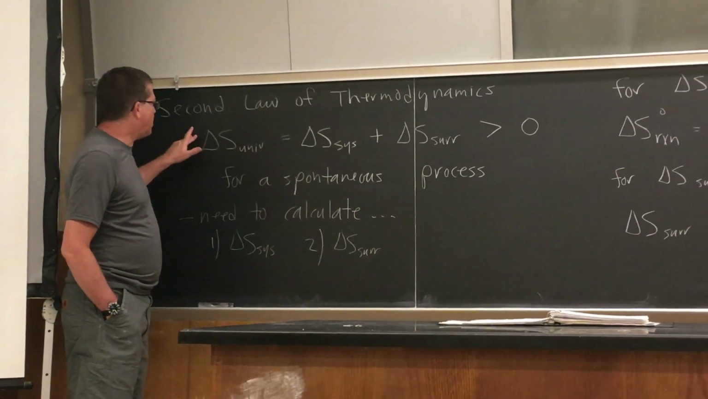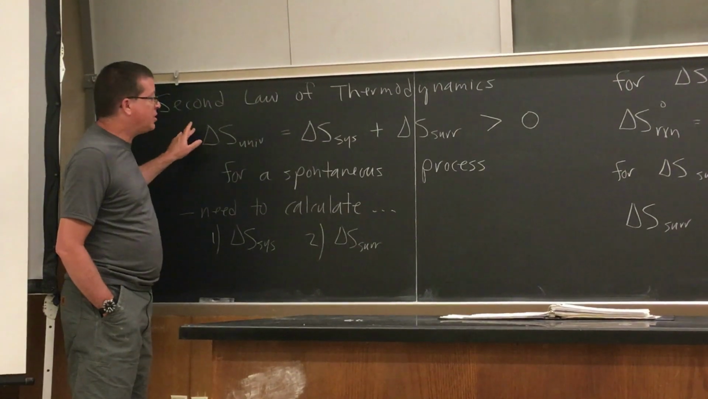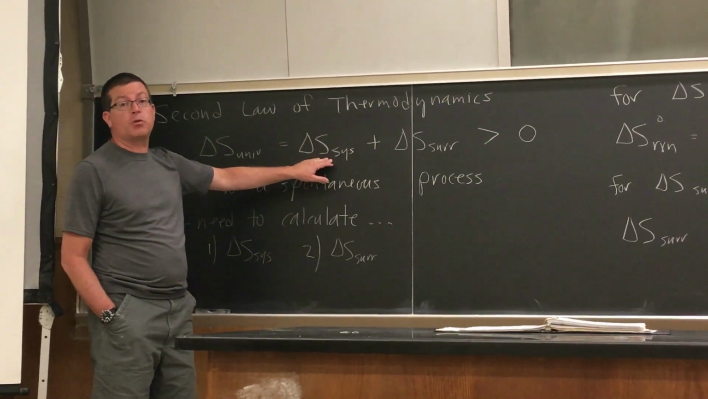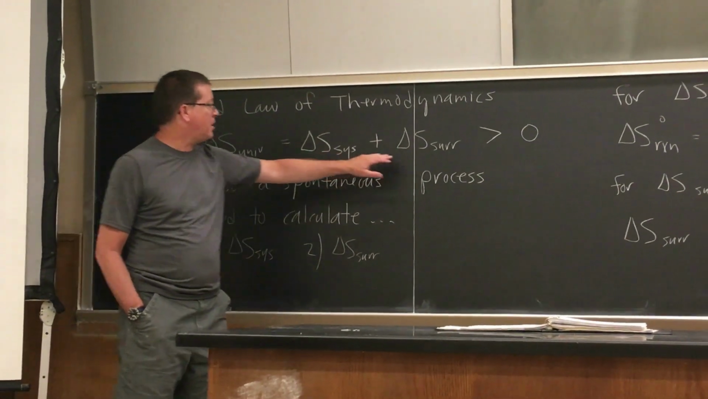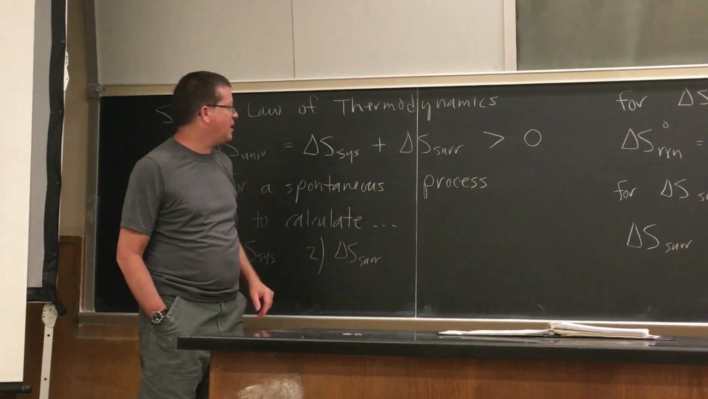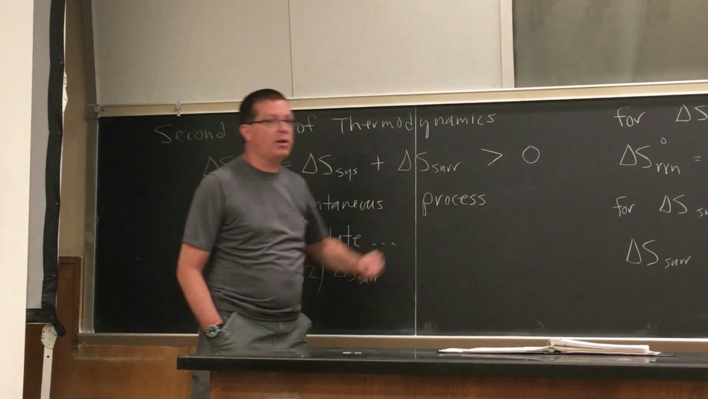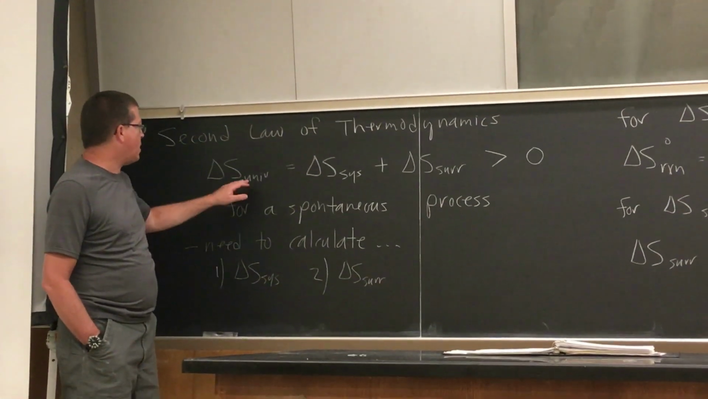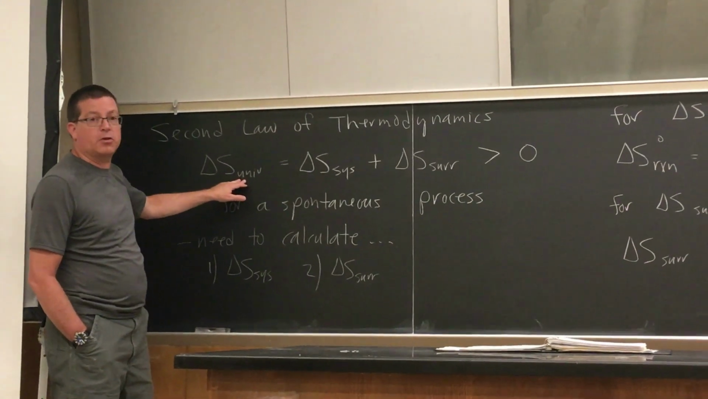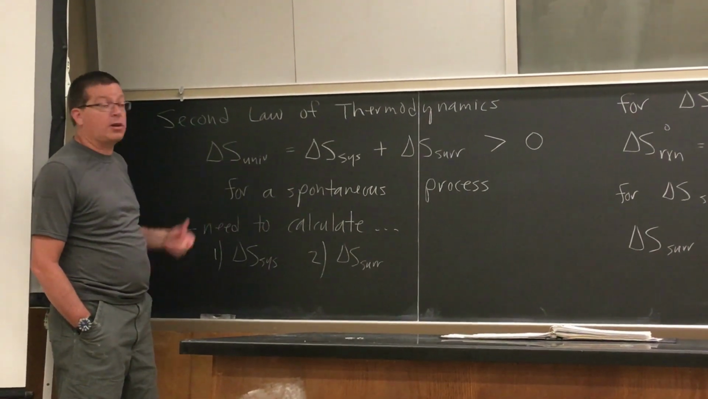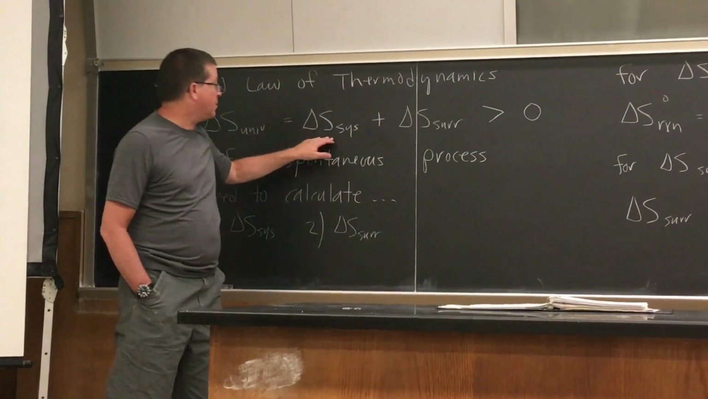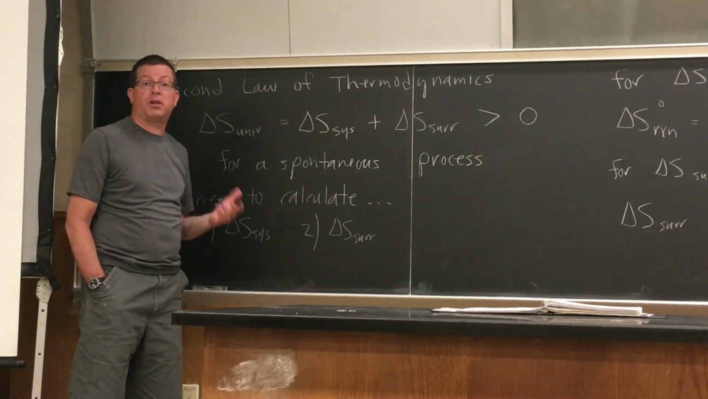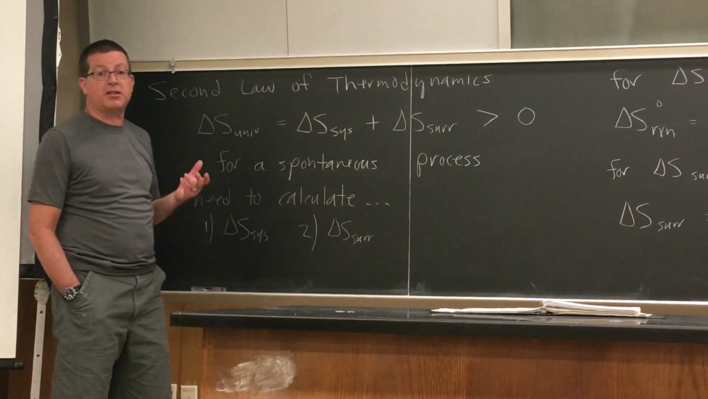It says that the delta S of the universe, which is the sum of the delta S of the system, which is normally delta S of the reaction that we're looking at, plus the delta S of the surroundings, has to be greater than 0. And you'll remember from your prior thermodynamics that anytime we talk about any quantity involving the universe, that is going to be considered that quantity for the system plus that quantity for the surroundings. Recall that system plus surroundings together makes the universe.